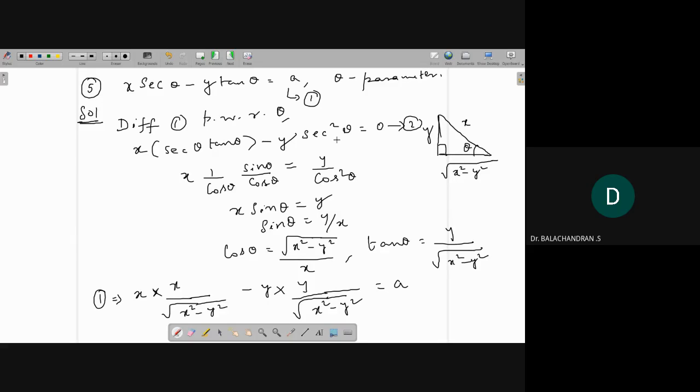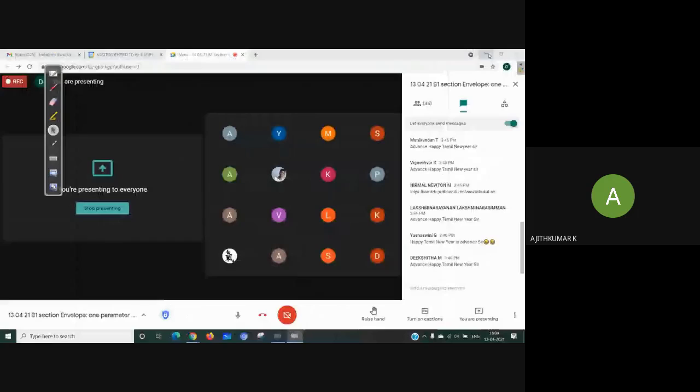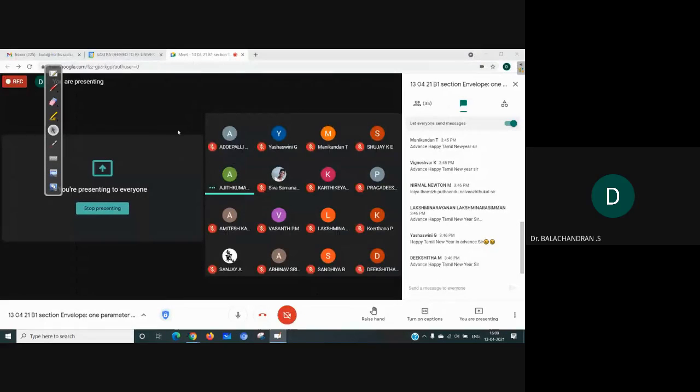That is good. So if you got something different method than this, write neatly in your notebook in your free time and post in the group. Maybe your classmates also, they will read and understand that method also. Okay, what is your name? Sir, Ajit Kumar. Ajit Kumar. Okay, thank you.